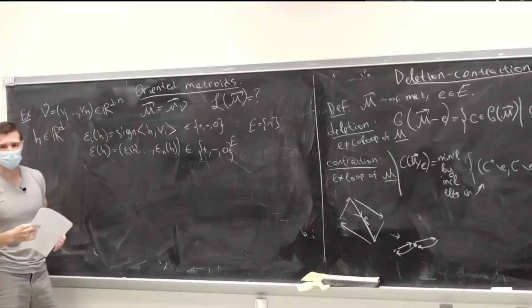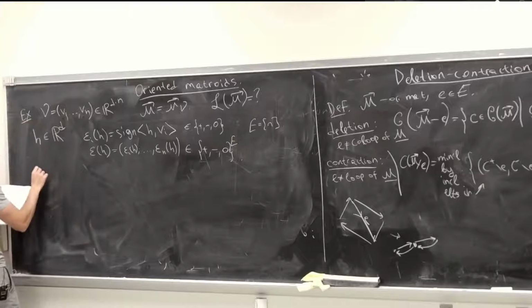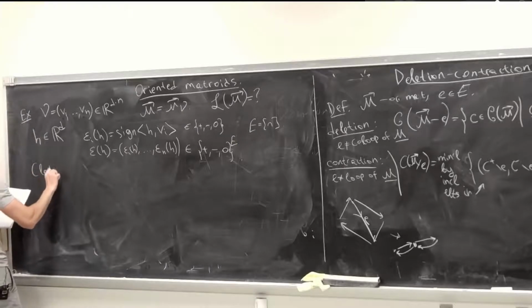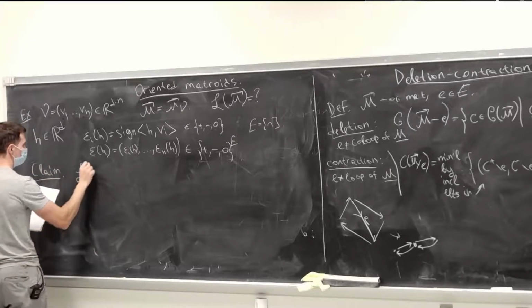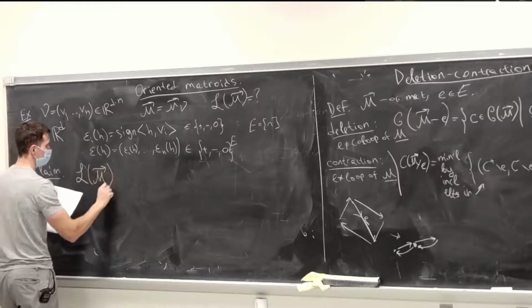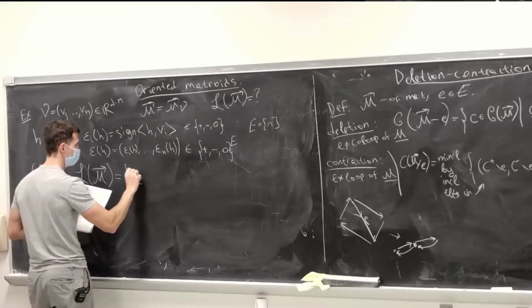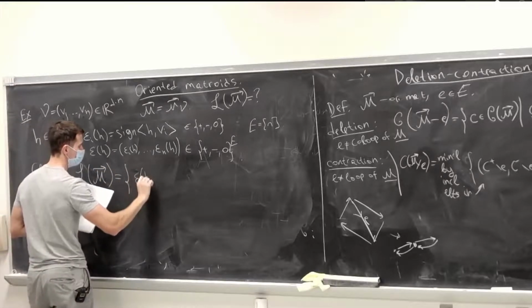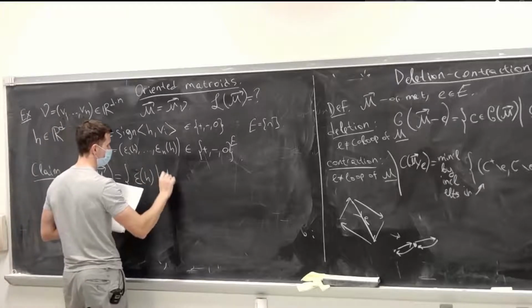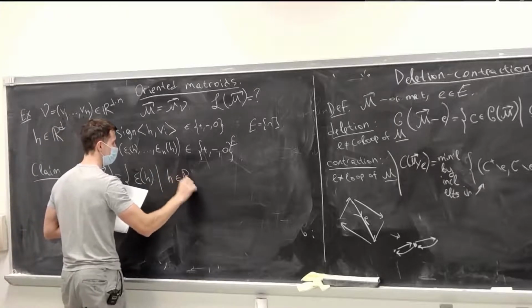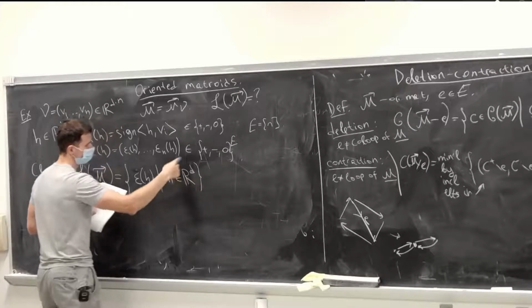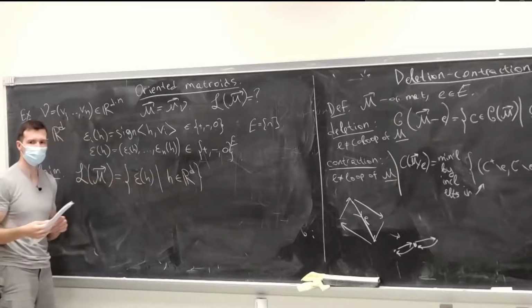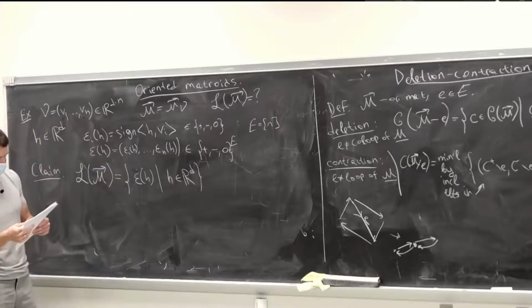And that's it. These are all covectors. Claim: the covectors of M are all vectors of the form epsilon of h, where h runs over all possible linear functions on my space.